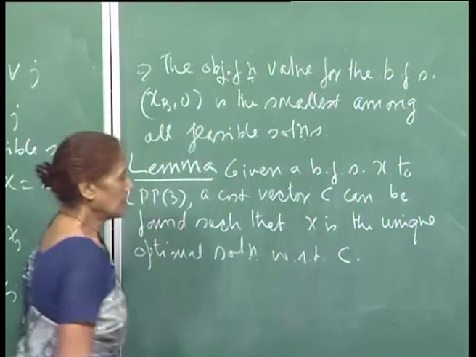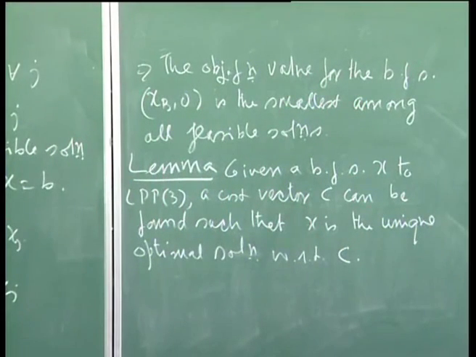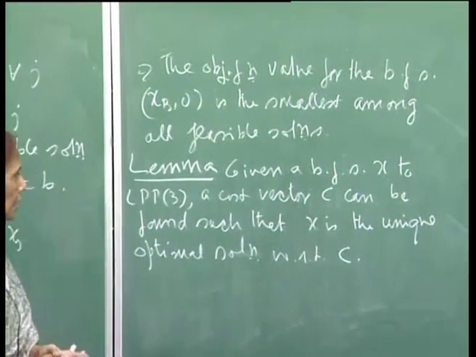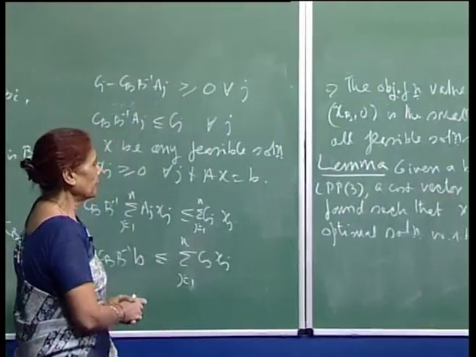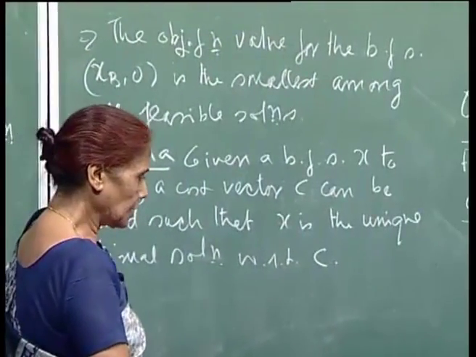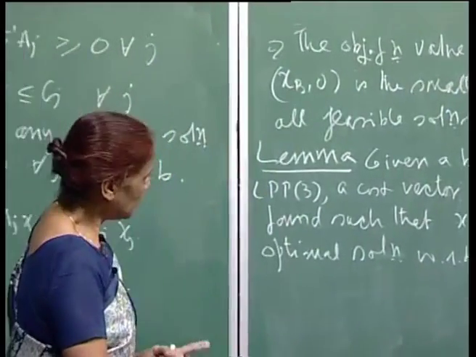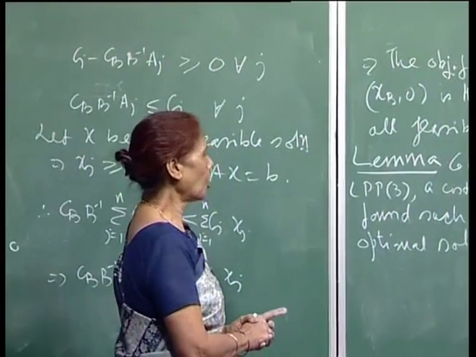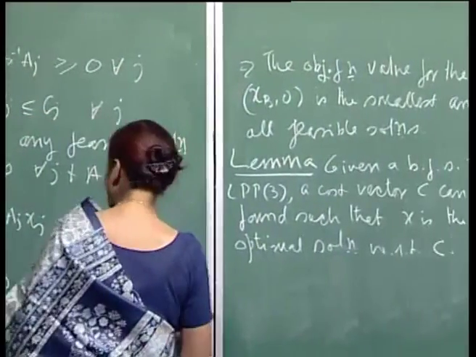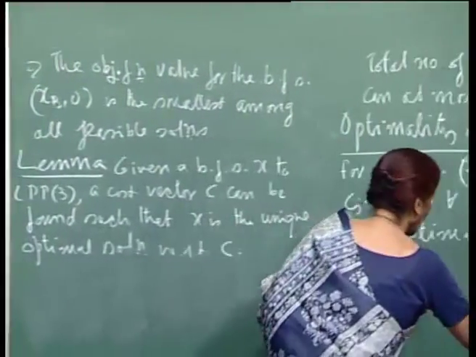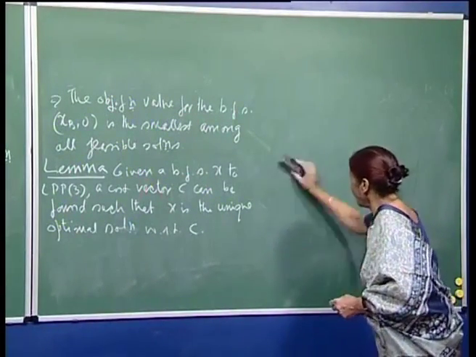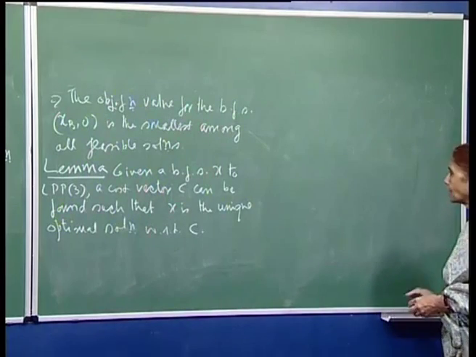Okay, one needs to understand, and maybe the implications will also become clearer as we go along with the course. So what we are saying is that if you have a basic feasible solution, then you can always find a cost vector C such that this basic feasible solution is a unique optimal solution with respect to the C. Okay. And the construction is interesting, and therefore it will give you an insight into the theory of LPP and how we construct this simplex algorithm.